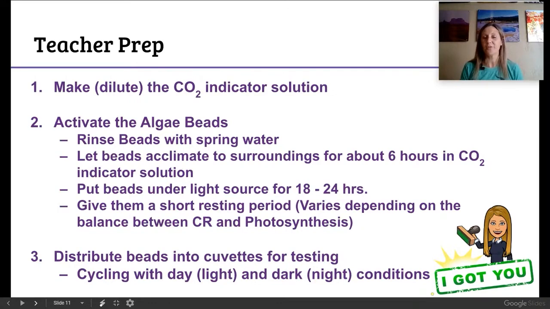The rest period after you activate them and the cycling within the cuvettes is something that you're going to have to play around with just to get more comfortable with how the beads are cycling.